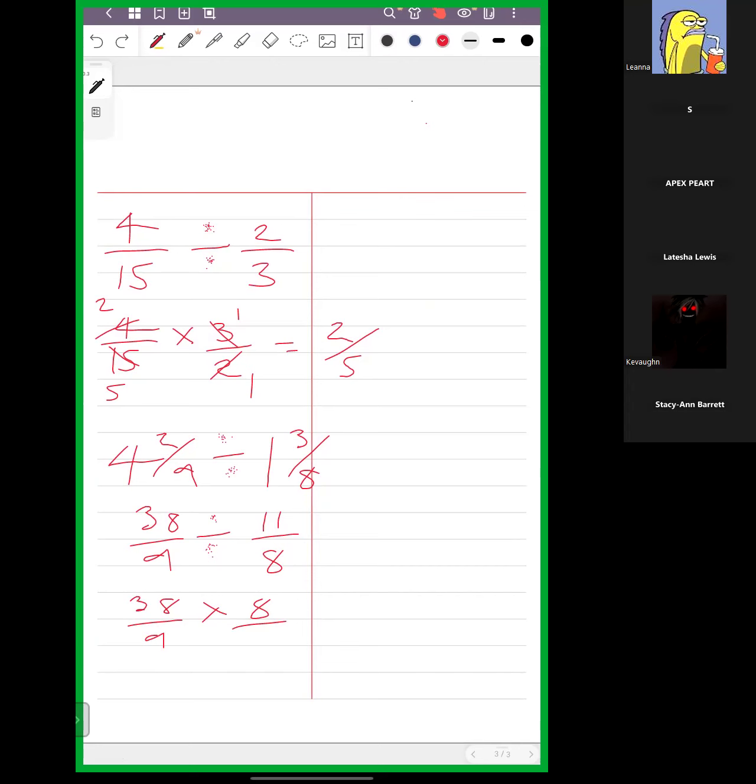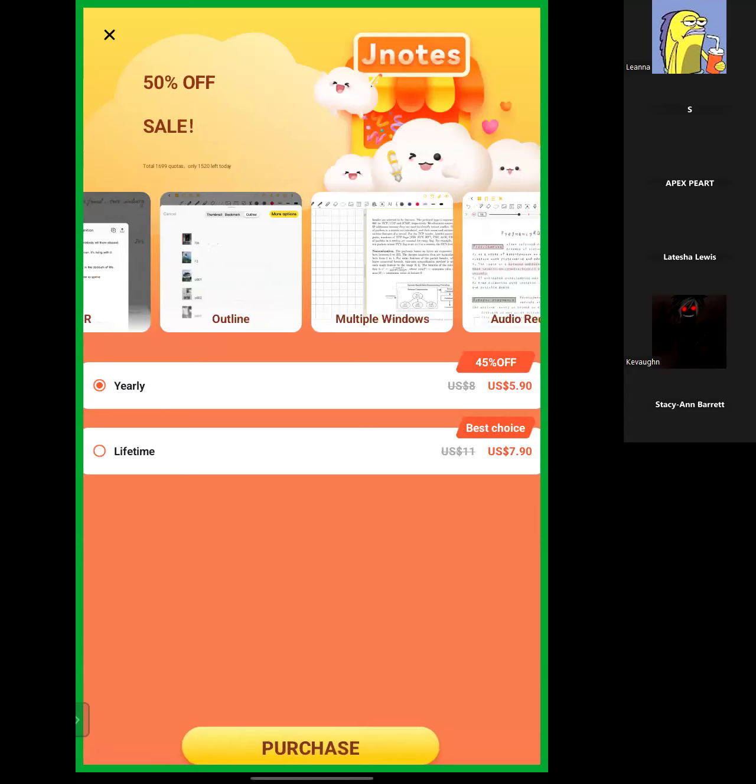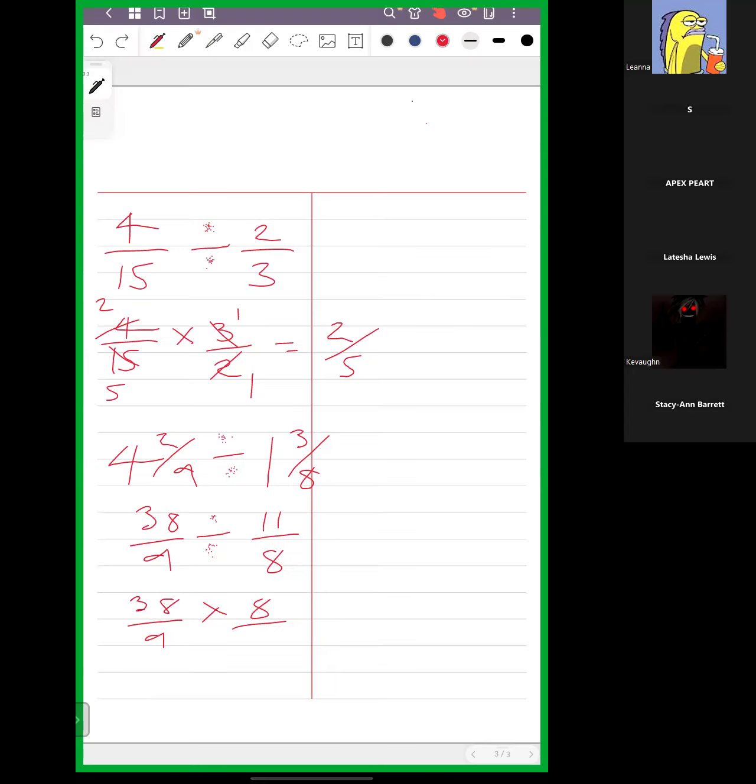My screen is freezing, guys. Hold on. I don't know why they're asking me to purchase this app. Well, that is 11. I don't know why my screen is freezing, but okay. It decided it wants to malfunction right before we get to the important part of the class. So that's 8/11.